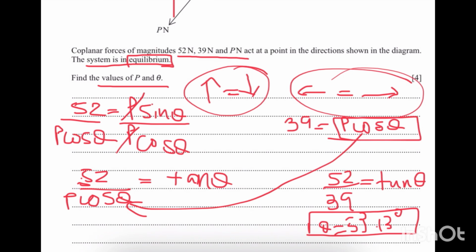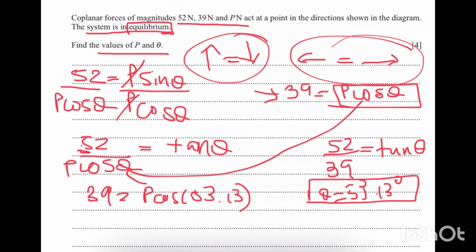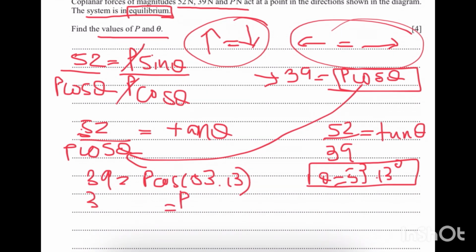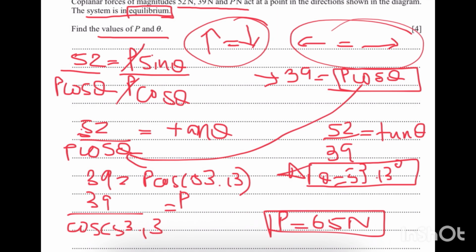And now we can use this theta in any of these two formulas. So I'll use this one. 39 must be equal to p cos 53.13. So that means p is equal to 39 divided by cos 53.13, and this gives us the value of 65. So p is equal to 65 newtons. So with that we have the value of p and we have the value of theta.